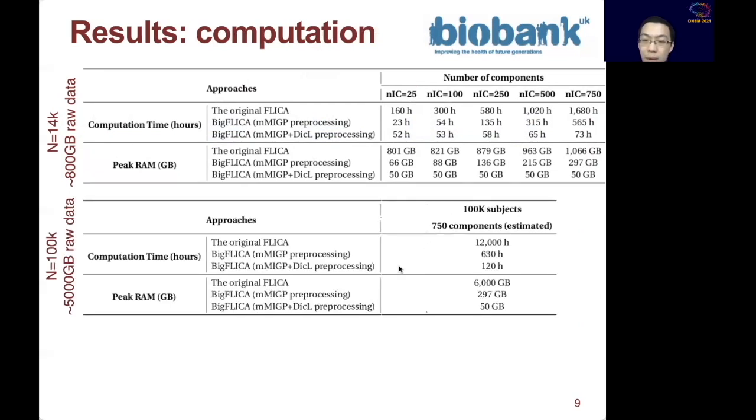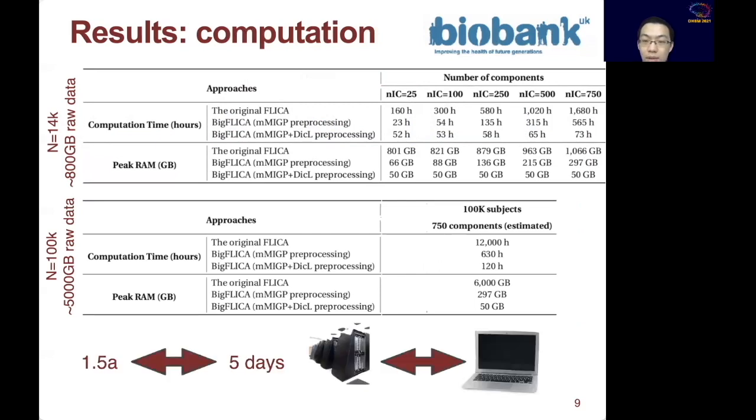In the full UK Biobank sample, we estimated that without compression, we need some 6 TB of peak memory and 12,000 hours of computation if we use vanilla FLICA. While with BigFLICA, we can obtain a decomposition in 1% of the time and less than 1% of the memory. Ultimately, this means that instead of using 1.5 years and a supercomputer for this analysis, we will be able to analyze 100,000 subjects within 5 days on a laptop.